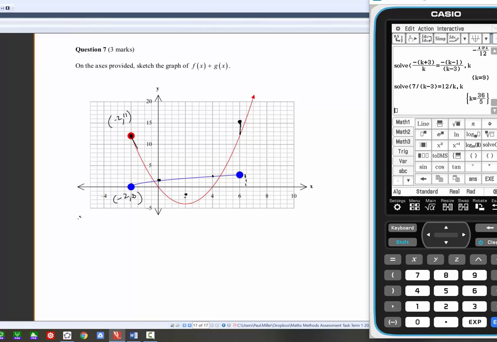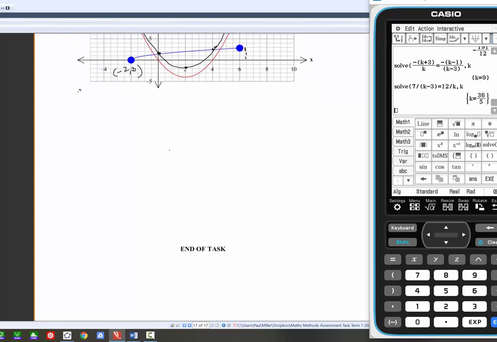All right, let's see if I can draw this. Not bad. All right, so that's going to be the result of that composition, that addition of ordinates, addition of those functions. All right, so there's the solutions done in 53 minutes.